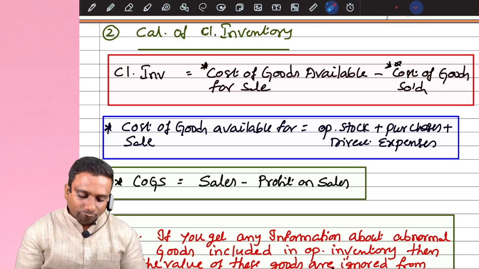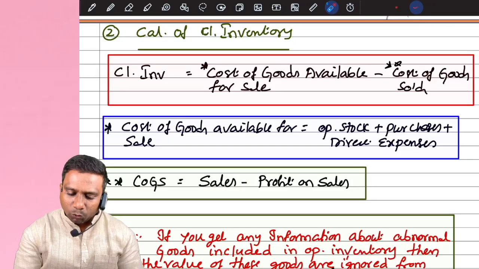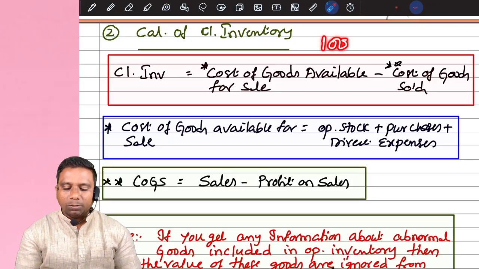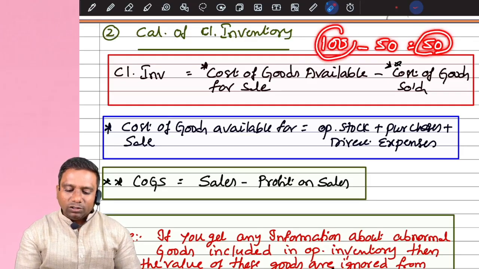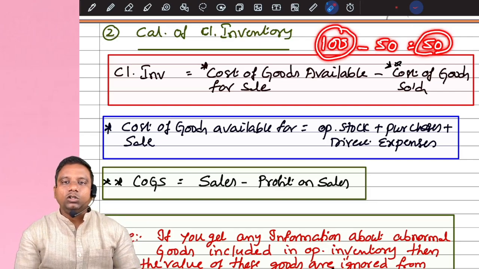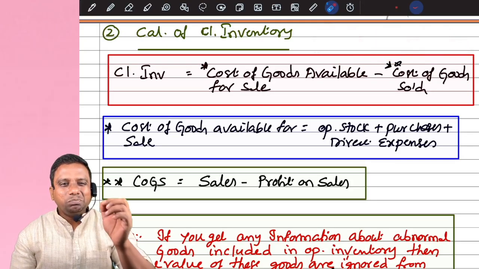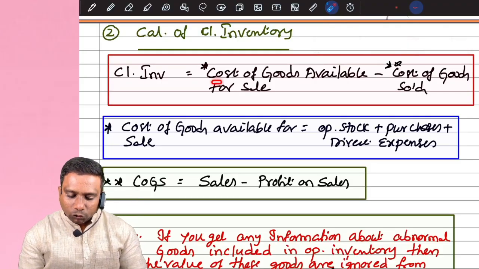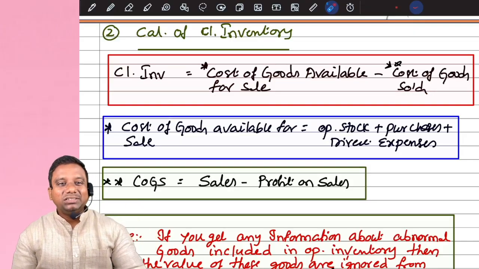How? We know the formula that closing inventory is equal to, suppose I have purchased 100 units minus sold 50 units. Remaining 50 units nothing but my closing inventory. Here 100 units are called cost of goods available for sale. 50 units are called goods sold. And remaining 50 is nothing but our closing inventory. Simple technique. See, cost of goods available for sale minus cost of goods sold. Then you get closing inventory.